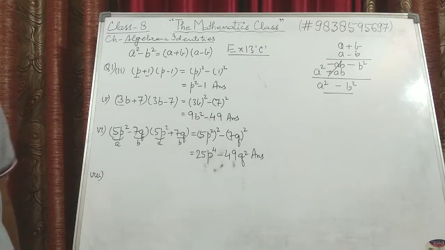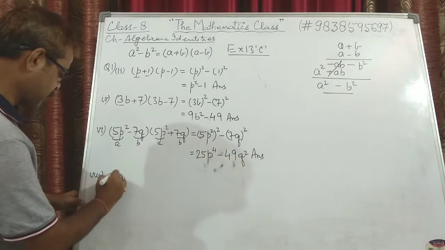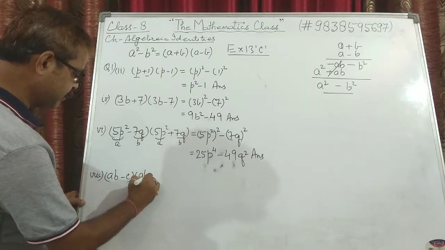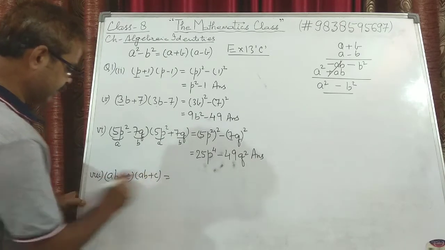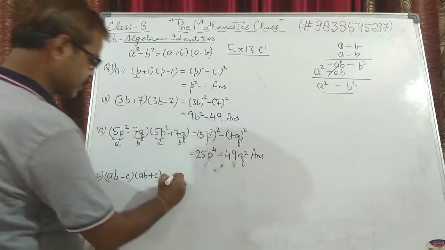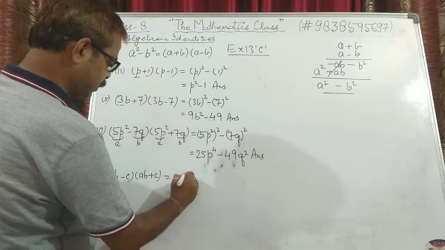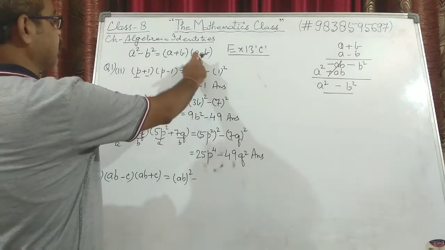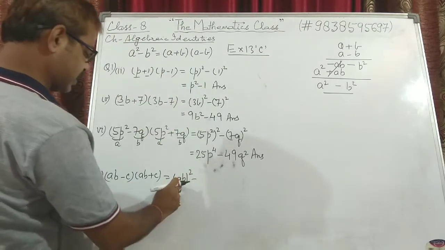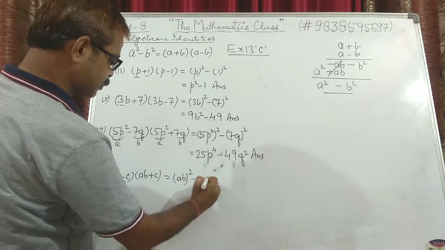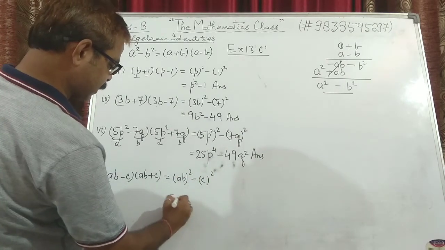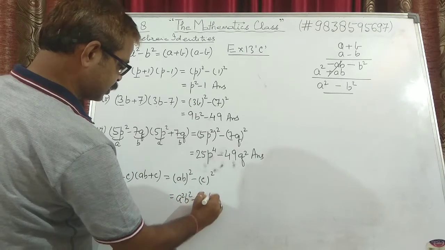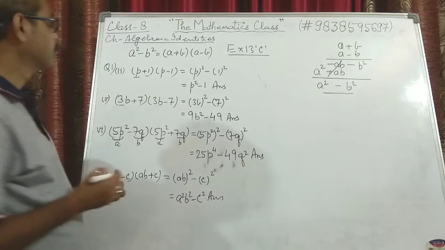Now we move on to the eighth part. The eighth part is ab plus c and ab minus c. Again a minus b, a plus b is a square. So ab square minus, we know that a minus b into a plus b is a square minus b square. So a square minus c square. So the final value will be a square b square minus c square. That is the final value.